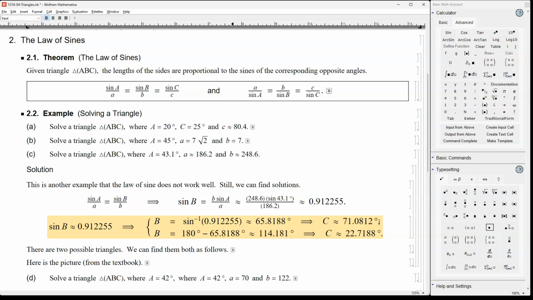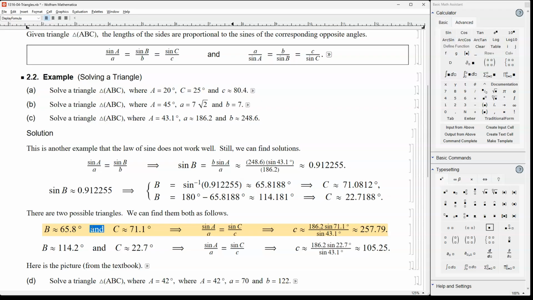One is given by capital A as 43.1 degrees, capital B as 65.8 degrees, and capital C as 71.1 degrees. The second triangle has 43.1 degrees, and 114.2 degrees, and 22.7 degrees. So, two different triangles. So for each, we have to find out small c.